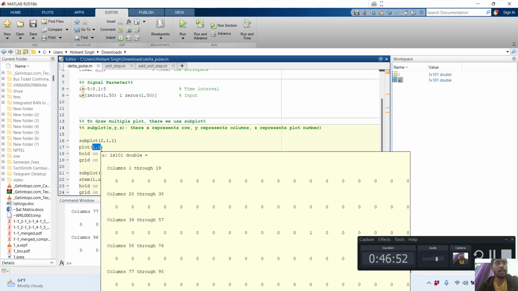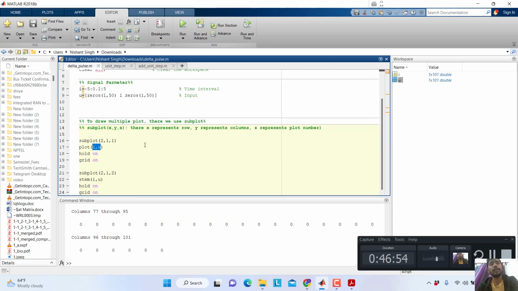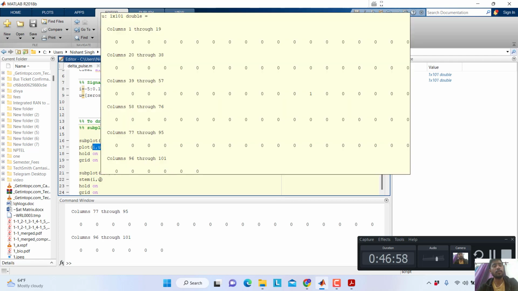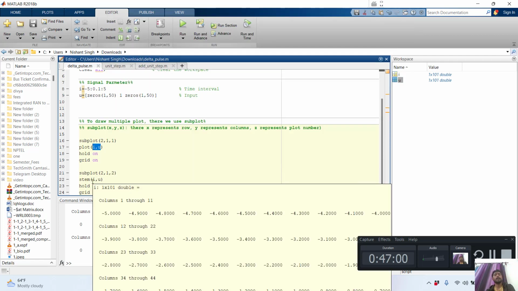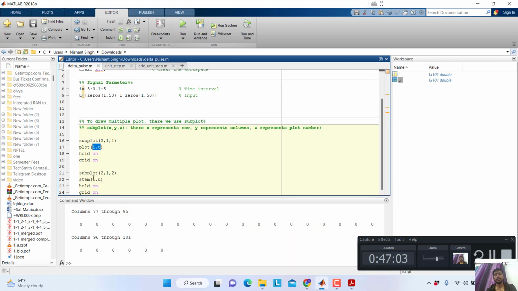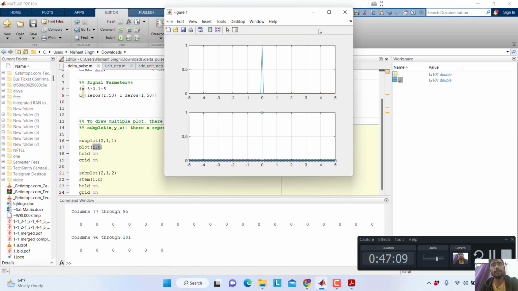in the continuous domain, and if we have to plot the delta n in the time domain, in the discrete domain, to plot a discrete signal, we are using stem. Okay, stem represents the discrete plot. So let us run the code.